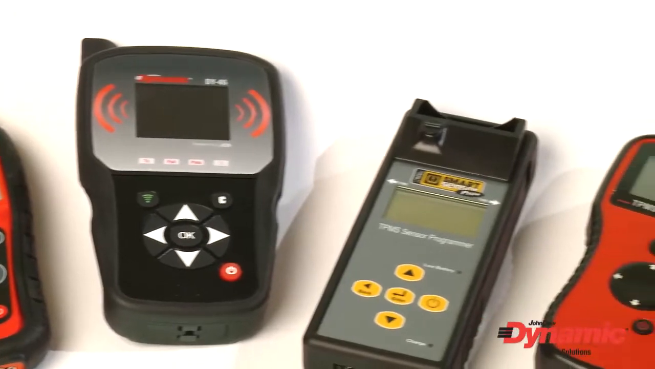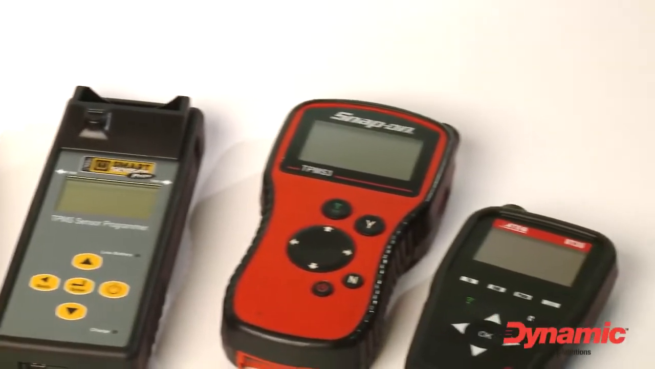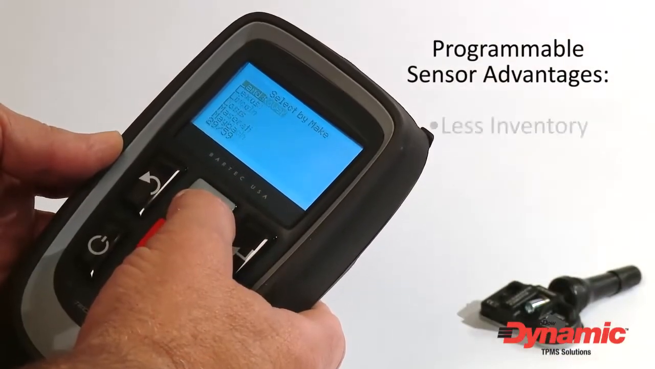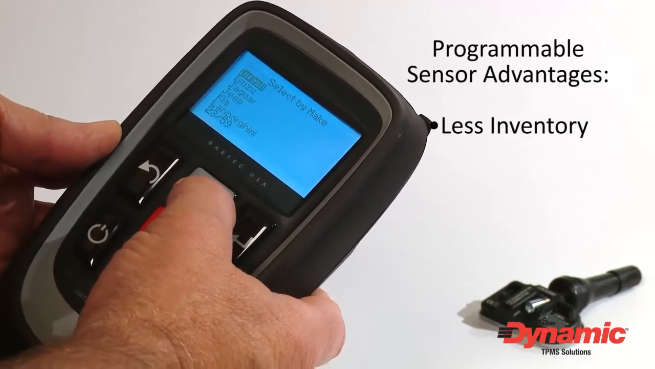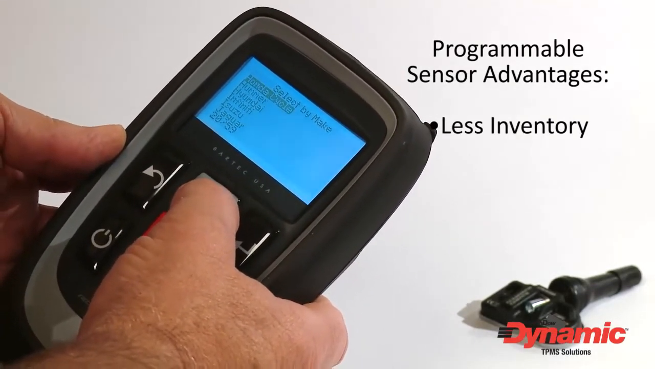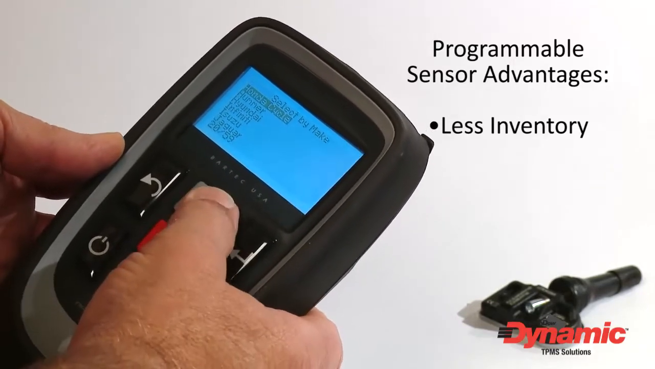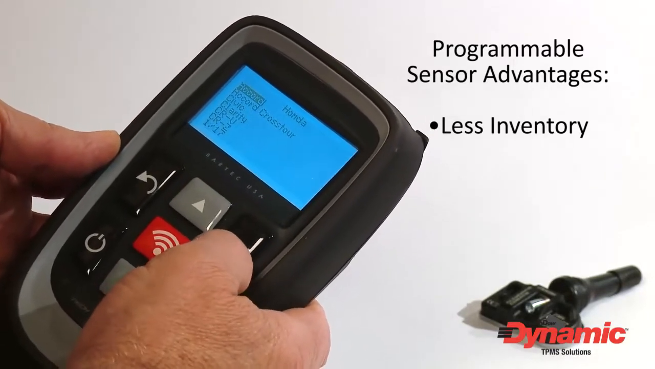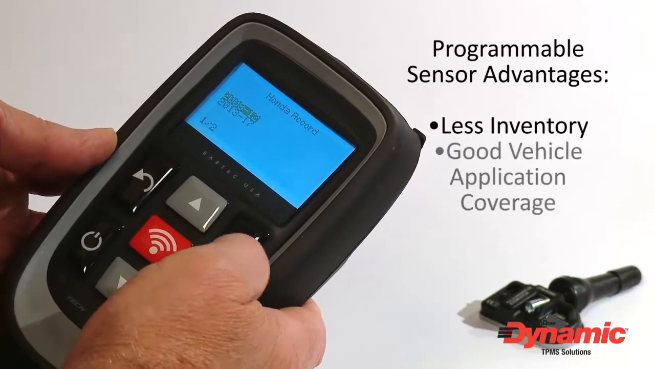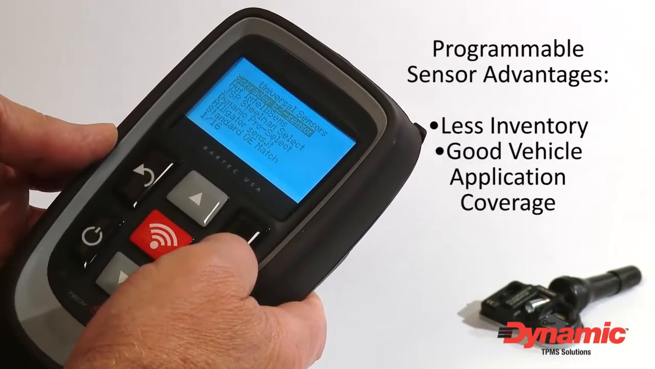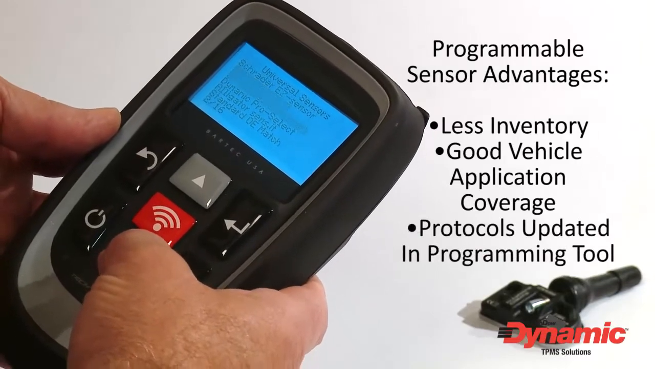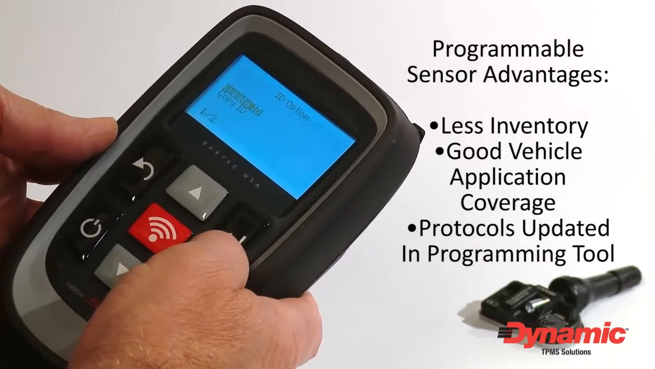There are several advantages to programmable sensors. First, there is much less inventory. All of the individual vehicle protocols are stored on a programming tool, pad, or sponsored website, not on the individual sensor. Second, vehicle application coverage is generally very good. And third, vehicle protocols can be added with a simple programming tool update.